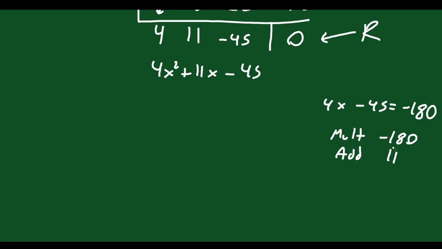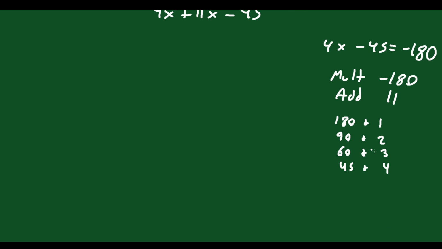Well, what I'll do first is I'll write down the factors that multiply to negative 180, right? So like 180 and 1, 90 and 2, 60 and 3, 45 and 4. If you divide it by 5, you get 36, 36 and 5. You can do 30 and 6. Can't do 7, can't do 8. We can do 20 and 9. And remember, one of these has to be negative because they're multiplying to negative 180.